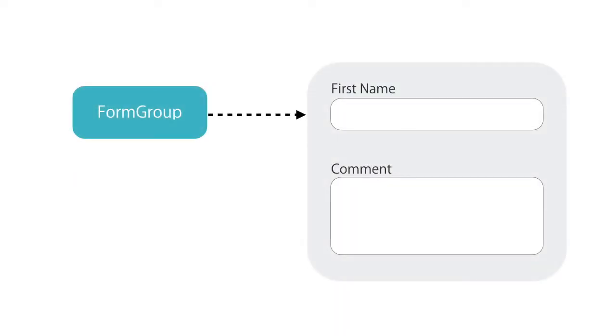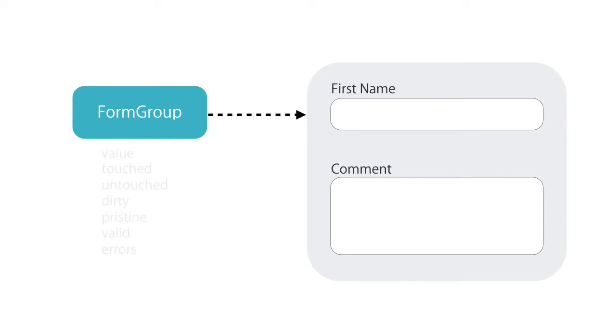Now, similar to the control class, we have another class called form group, which represents a group of controls in a form. Each form is essentially a control group because it contains at least one control. But in a complex application, you might have a form with multiple control groups. For example, you might have a control group for the shipping address and another for the billing address.